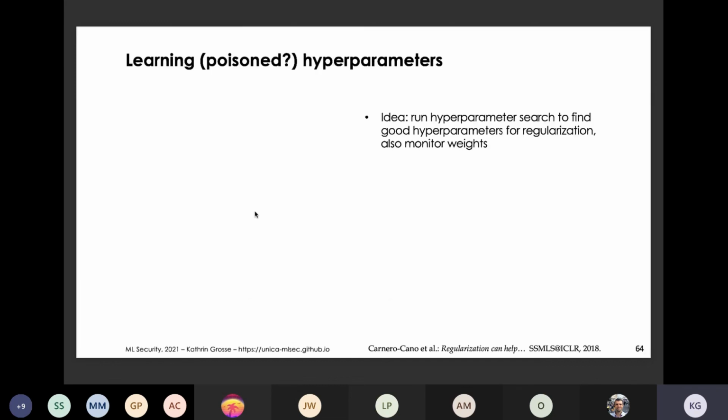And what the authors do in this paper is they run a hyperparameter search for the hyperparameter that controls regularization. And they also control the weights, because if you think about the weights, if the weights are overall small, the classifier is sort of more regularized. And if the weights are large, very simplified, then it is less regularized.